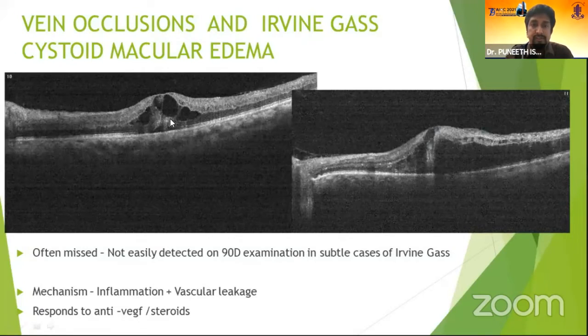So coming to vein occlusions, here we have the typical cystoid macular edema, where you have both intraretinal fluid as well as subretinal fluid.